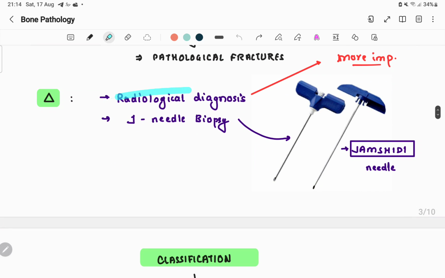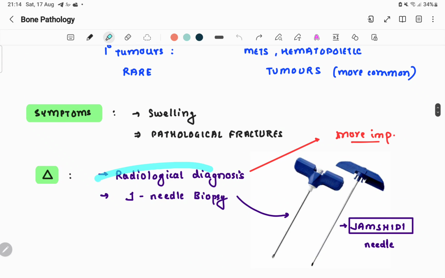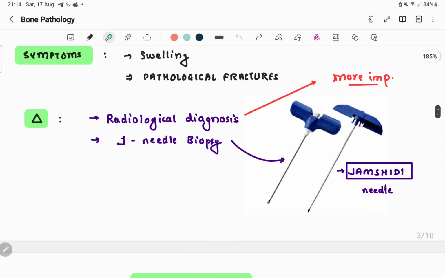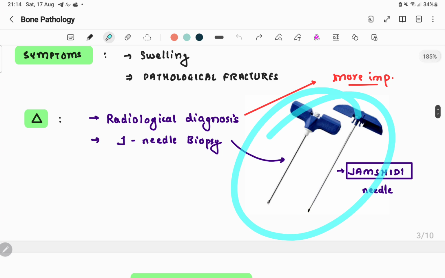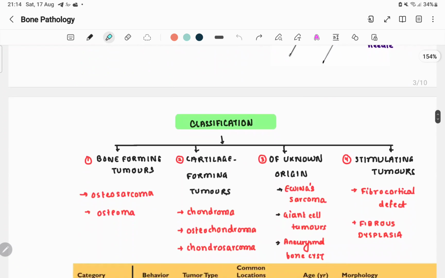What is the diagnosis? You can diagnose by radiology, that is X-ray. It is more important since it is a non-invasive procedure. Or you can do a Jamshidi needle biopsy. You can use this kind of needle. This kind of needle is asked in spotters, that's why I put the diagram here. This is called a Jamshidi needle. This Jamshidi needle biopsy, J needle biopsy, is done for the diagnosis.